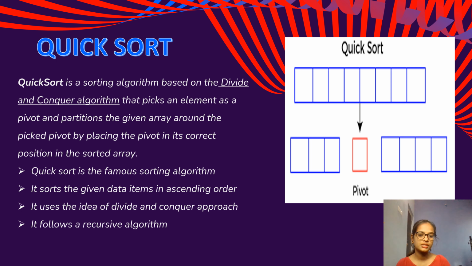Quicksort is one of the famous sorting algorithms. It sorts the given data items in ascending order. It uses the idea of the divide and conquer approach. It follows a recursive algorithm.